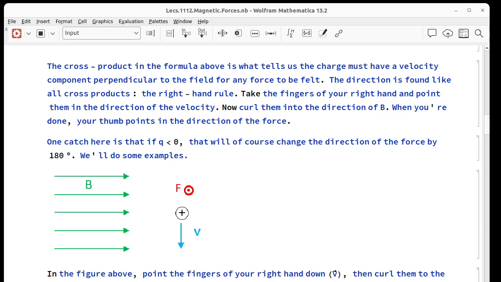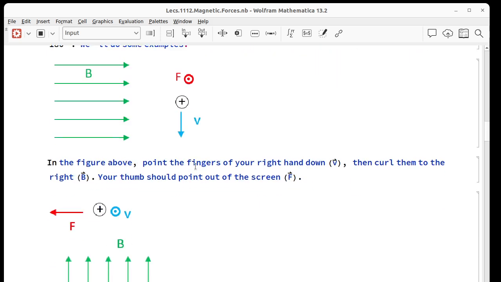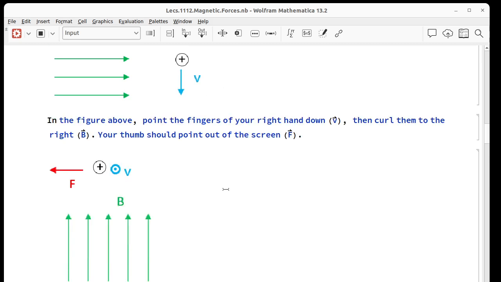So, to do some examples, start off pointing the fingers of your right hand down, and then curl them to your right. Your thumb will be pointing towards you. That's what this little F is. The circle with the dot in it means an arrow coming out of the board or screen towards you.